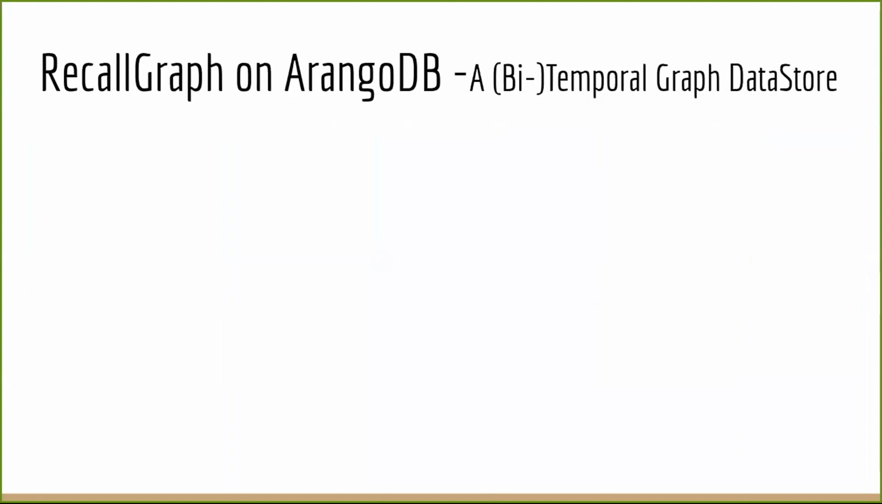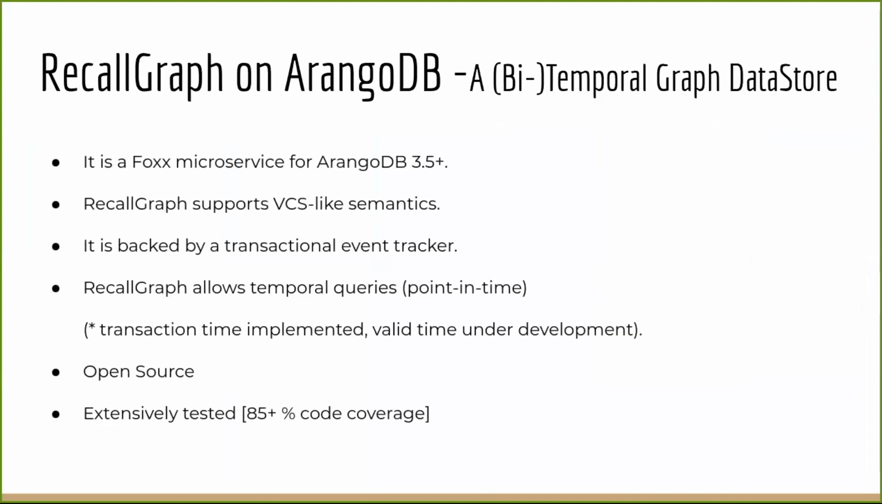So a little about RecallGraph. It's a Foxx microservice, and it supports ArangoDB version 3.5 and upwards. It has version control system like semantics in a lot of its interfaces. And people familiar with Git would instantly see those similarities when they start working with RecallGraph's API. It is backed by a transactional event tracker. So any write operations that are carried out through RecallGraph's API are always carried out within the scope of an ACID transaction. RecallGraph obviously allows temporal point-in-time queries.